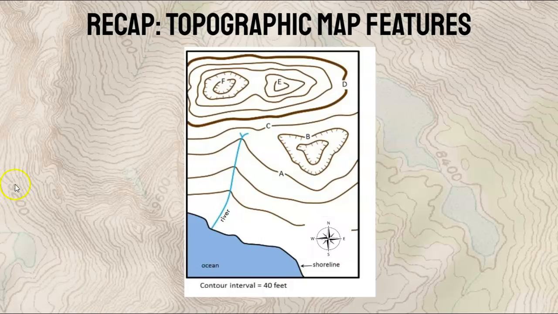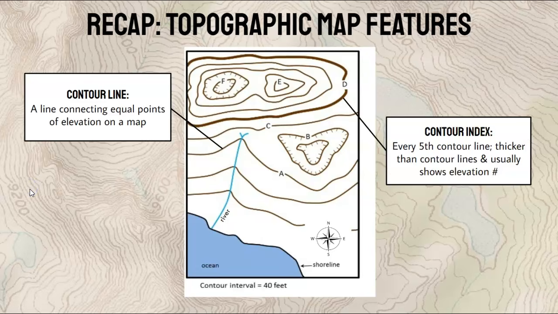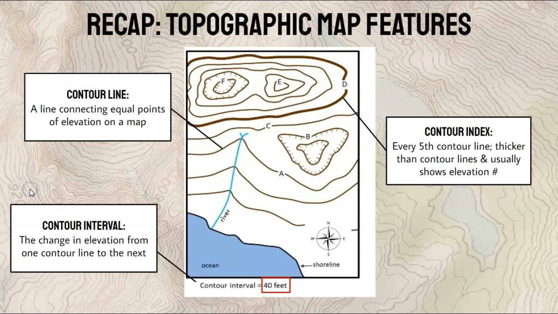So just a recap of some of the main features on a topographic map that we're going to be looking at, we've got our contour lines, we've got our contour index lines, which are the thicker lines, and then most importantly what we're going to focus on are the contour intervals. This is the change in elevation from one line to the next. So in this map, if the contour interval is 40 feet, then from one line to the next line, every time the contour or the elevation is going to increase by 40 feet.